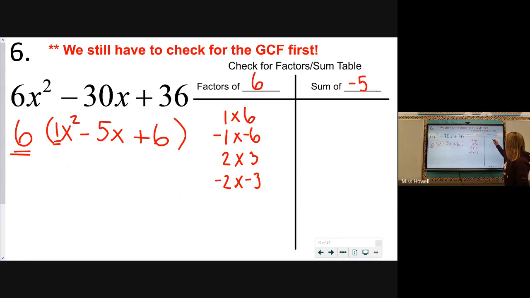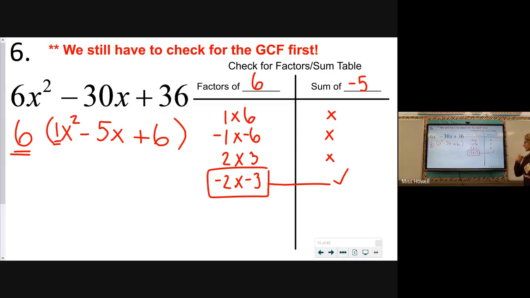This one here would give us 7. This would give us negative 7. This would give us a 5. And then here's our magic combination. Negative 2 plus negative 3 would end up giving us a negative 5. So that's how we want to break apart this negative 5x. Instead of writing it as negative 5x, we're going to write it as negative 2x and negative 3x.